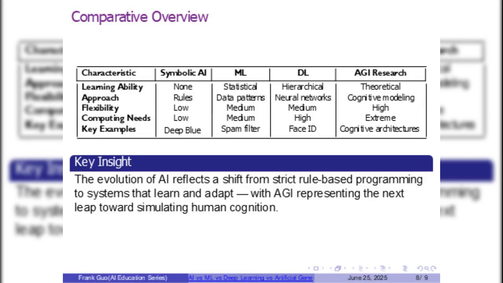The overall trend is clear. We've moved from explicit programming to adaptive learning, from rule-based logic to intelligent systems that learn and improve. AGI represents the most ambitious goal, machines that could reason, learn, and adapt across domains, just like we do.